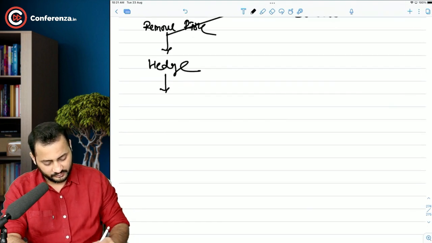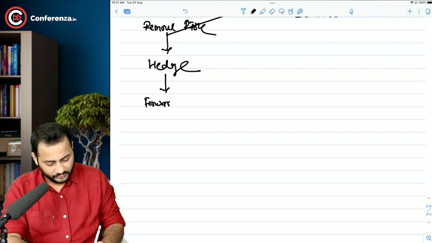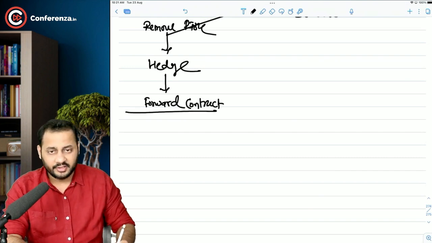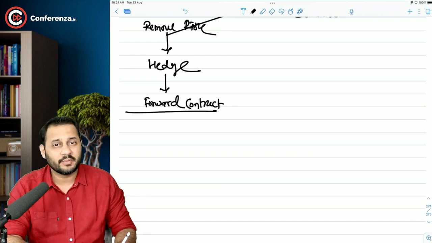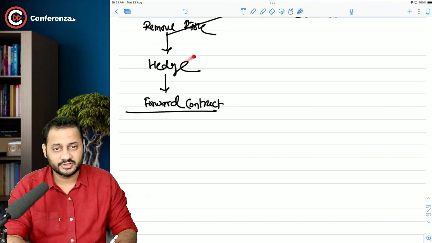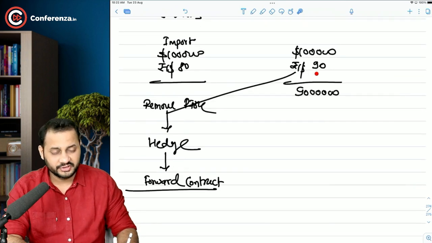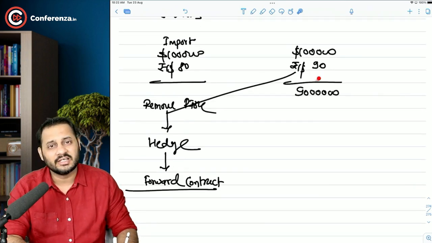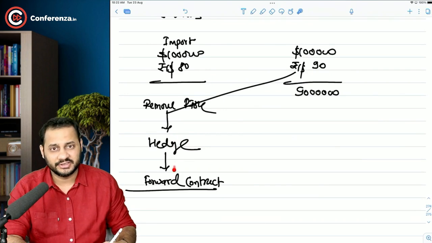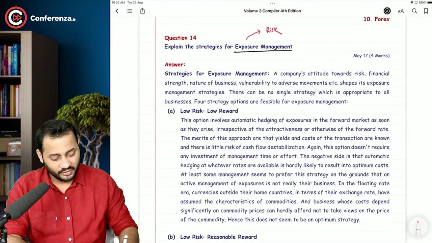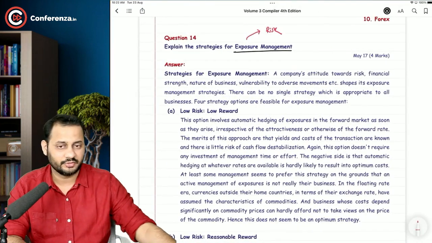The most widely used instrument for that is a forward contract. So you can enter into a forward contract today itself to fix the prices, and this way you can hedge yourself from the fluctuating exchange rate. You can avoid the risk that the exchange rate will not be in your favor on the settlement day. So this is called hedging. Do you understand the risk now in this transaction? That's what we are going to manage in this question.